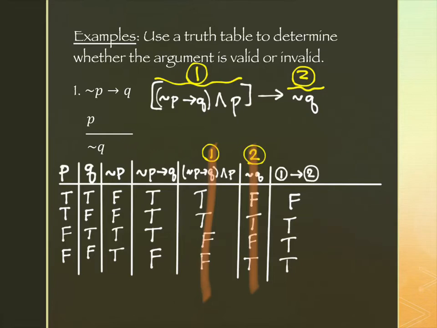So this is the entire truth table. I know it didn't have context to it, but the reality is at the very end, do I have a tautology? No. What does that mean? It's invalid. So when I get to the end, I make my decision based on the last column.